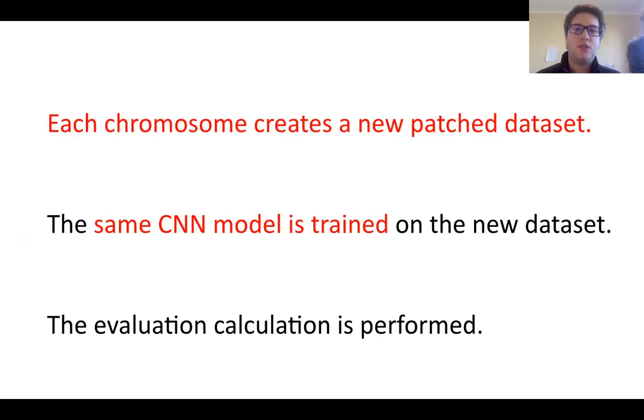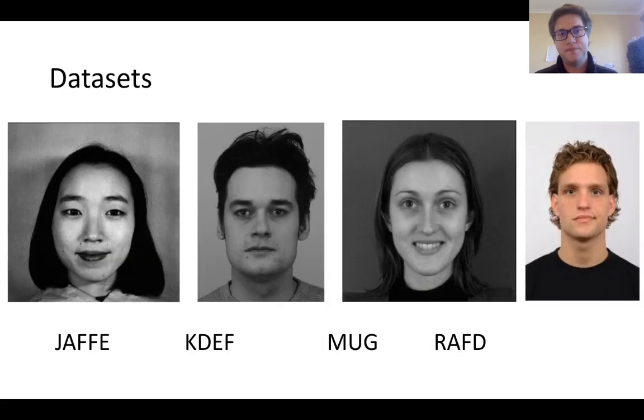So each chromosome creates a new patch data set, and the same CNN that was used as a baseline metric is used in this case on the new data set. And we calculate the metrics for each of the chromosomes. So there's a lot of computation happening.